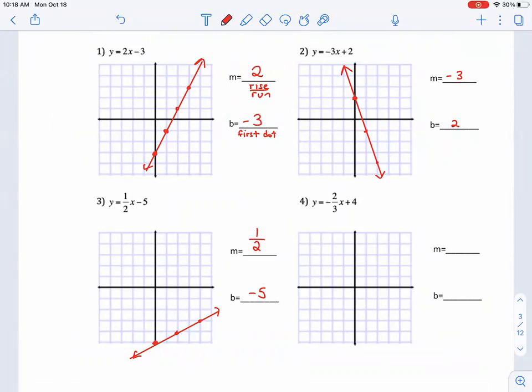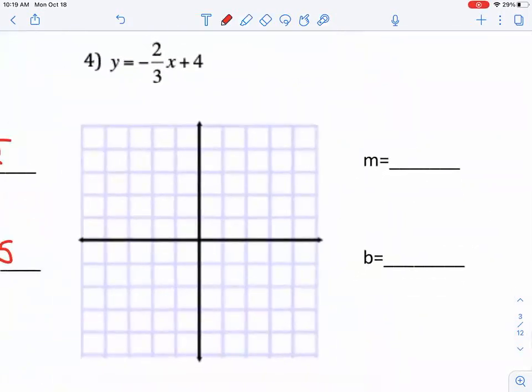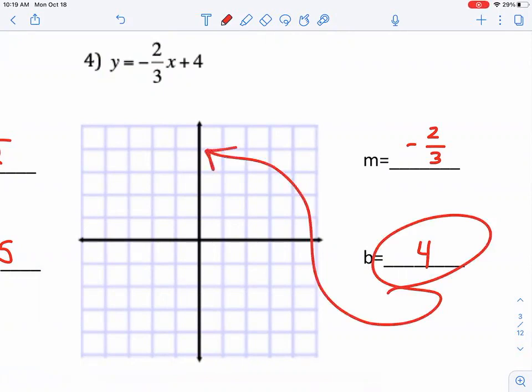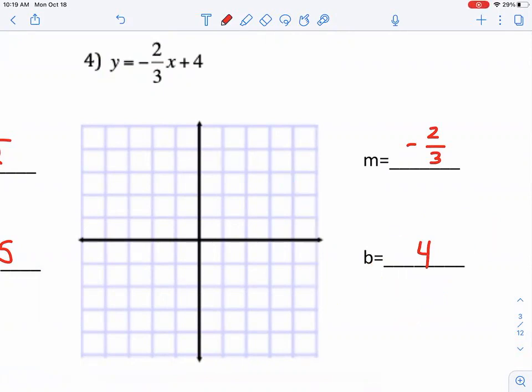All right, will you guys take about 30 seconds to try problem 4, please? All right, so for that problem, I'm gonna list my slope is -2/3. My y-intercept is 4. So I'm gonna start at the y-intercept and put a dot at 4. And then from there, I'm going to do my slope. Now remember, I'm going down 2 and over 3. So our line should look something like that.